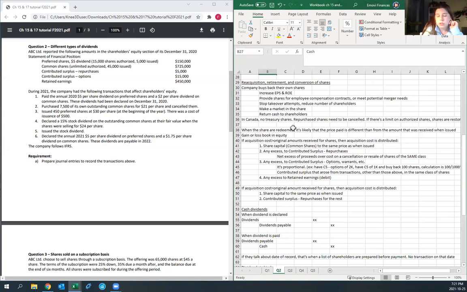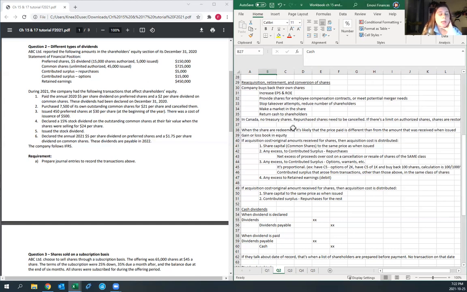In Canada, there are no treasury shares. If you saw Income 308, that doesn't apply to Canada. So all the repurchased shares need to be canceled. And if there's a limit on the authorized number of shares, then the shares are restored and they're just put as unissued.